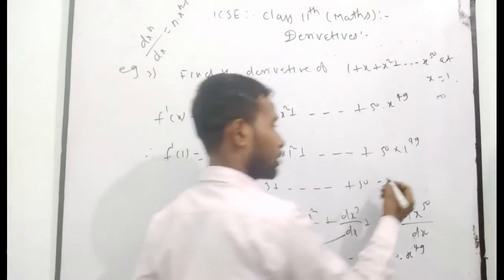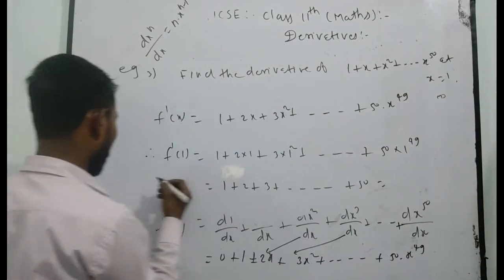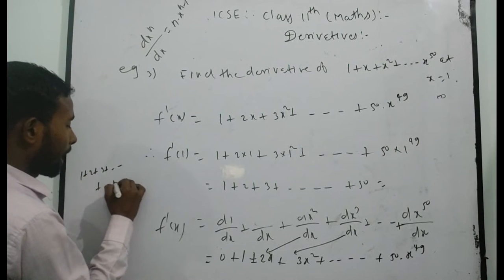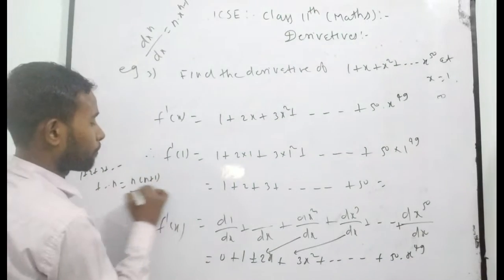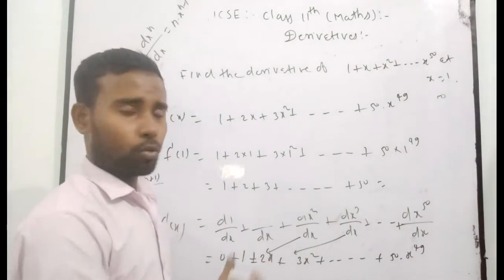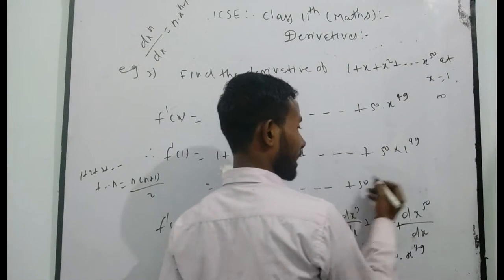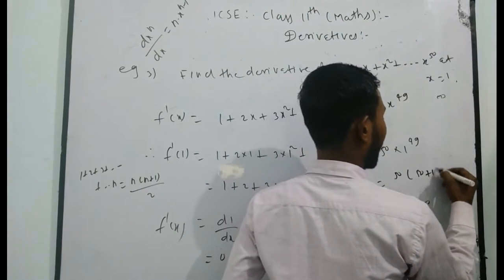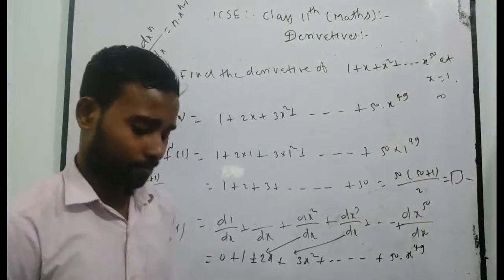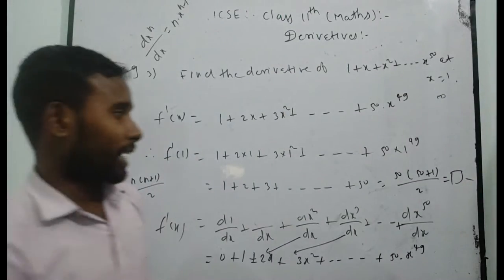What is its sum? As you know, 1 + 2 + 3 + ... + n is equal to n(n+1)/2. If you don't know, use it. By arithmetic progression you can add also, but I want to directly write 50 × (50+1)/2, which you have to manipulate and you get the answer. This is your correct answer.